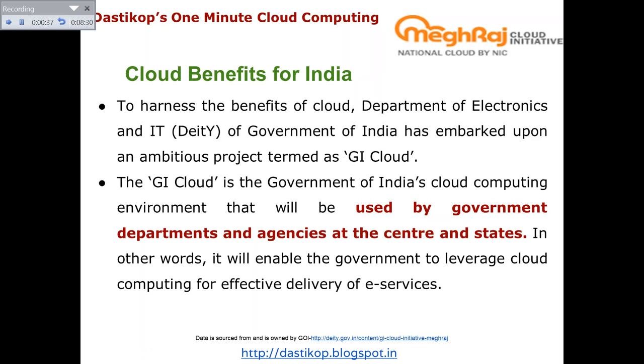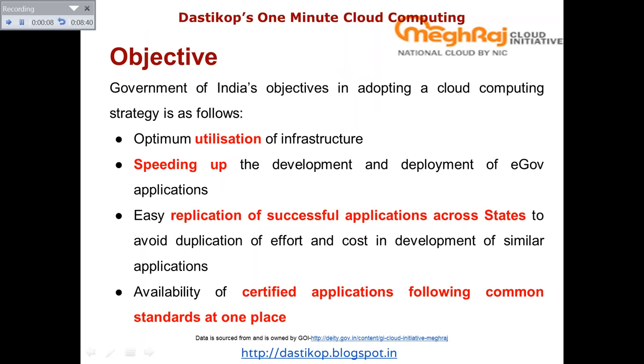So now that we have cloud computing and the Indian government's decision, the next question is, what would we want to achieve by implementing Digital India using cloud computing technology? The Government of India's objectives in adopting a cloud computing strategy are as follows. First one is optimum utilization of infrastructure. What it actually means is the Indian government, even before cloud computing came, has invested a lot of money in building infrastructure, because it has built infrastructure for Indian Railways, it has built infrastructure for CMC and all our projects.